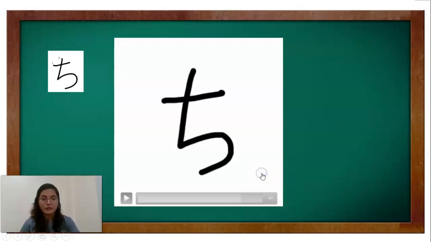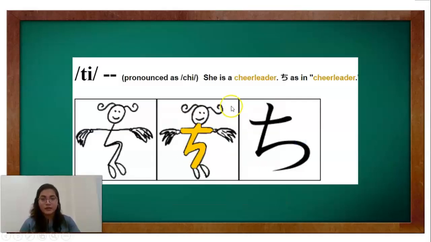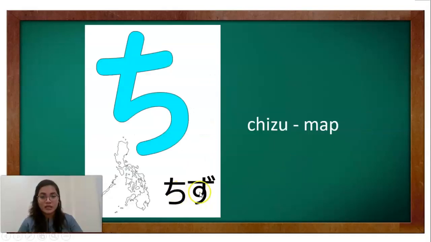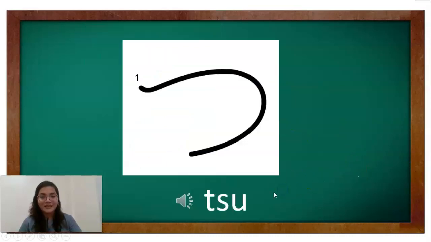Okay, and to easily remember this character, just think that she is a cheerleader. So chi as in cheerleader. Okay, so here's an example word that starts with chi. Chizu. Chizu means map.